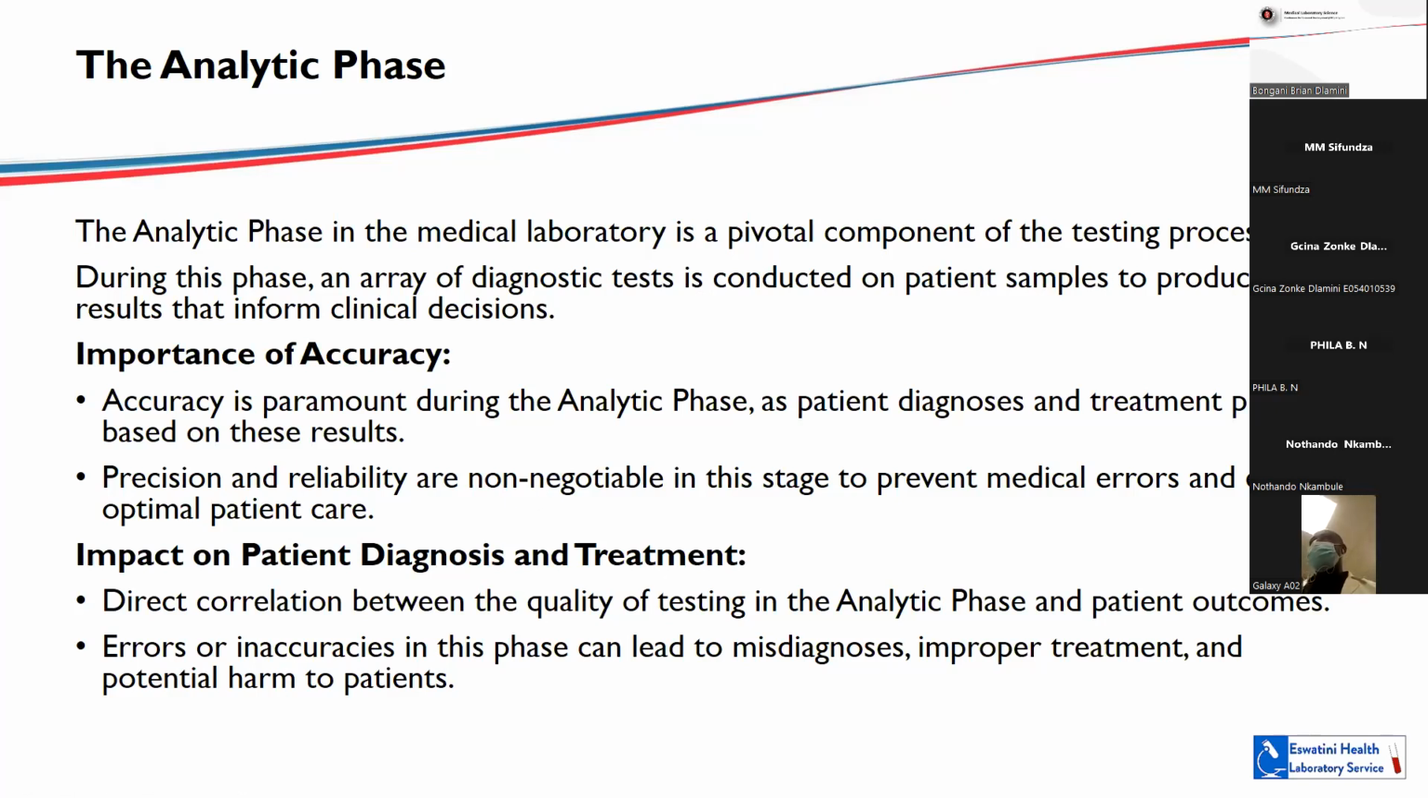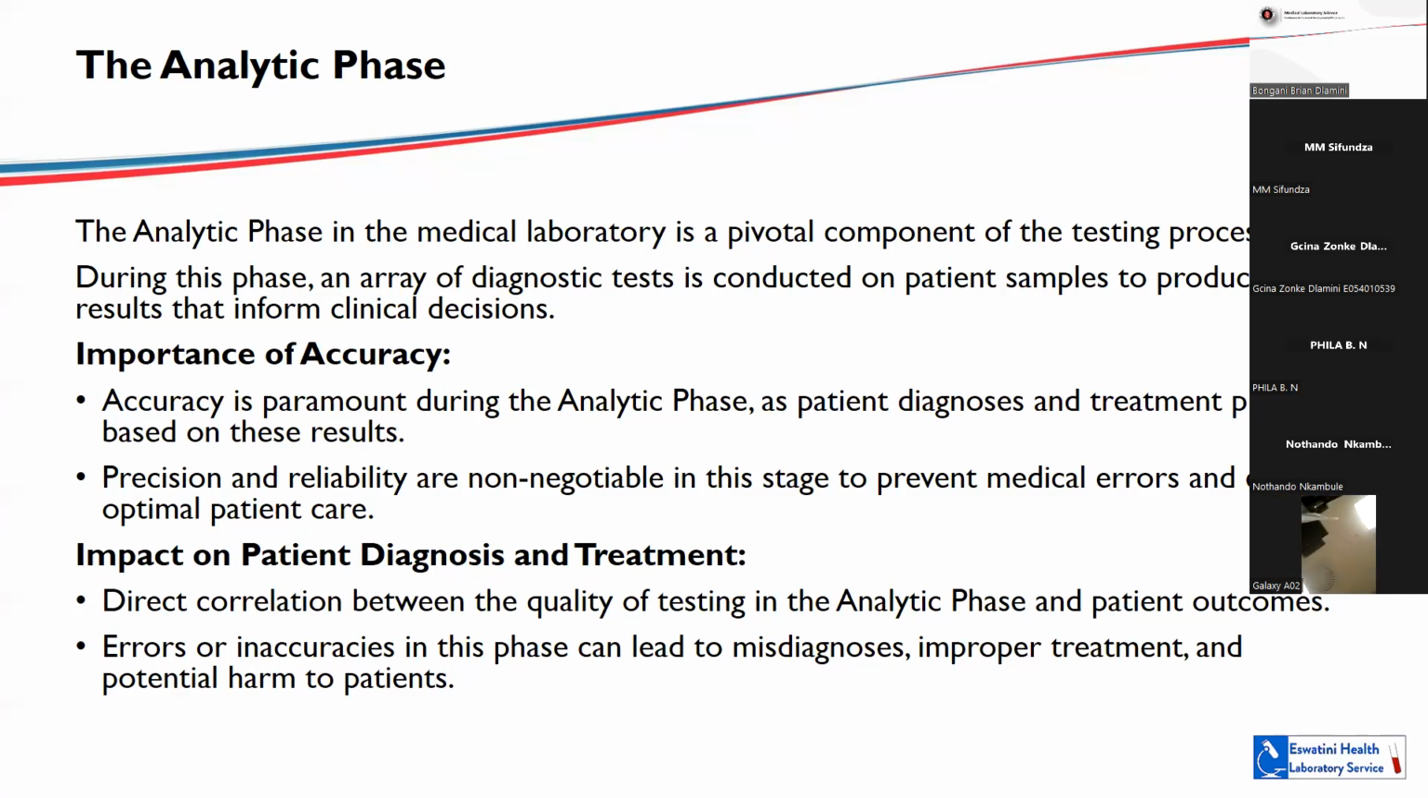So that's why we really need to be very accurate when actually doing our test. We really need to maintain precision and reliability, which is non-negotiable. It is a must in this stage, so that we prevent any medical errors at all costs, to ensure optimal patient care. So what is the impact on patient diagnosis and treatment?